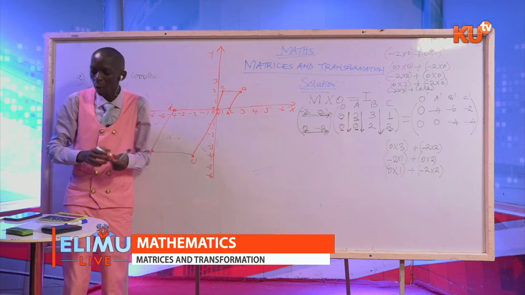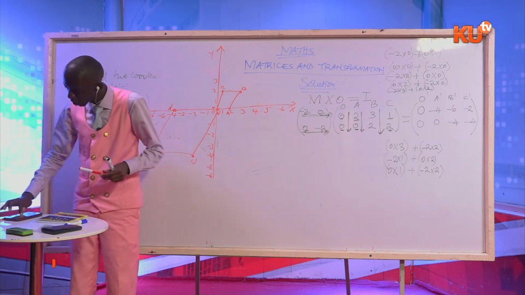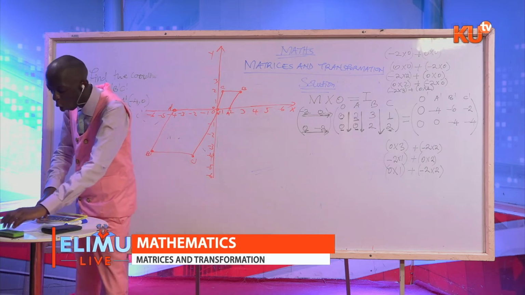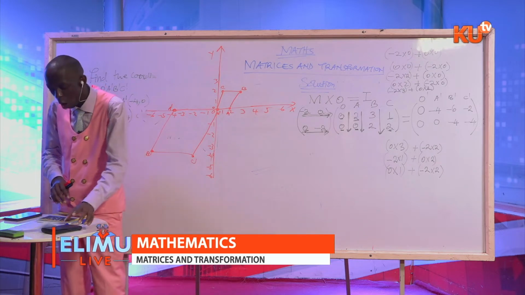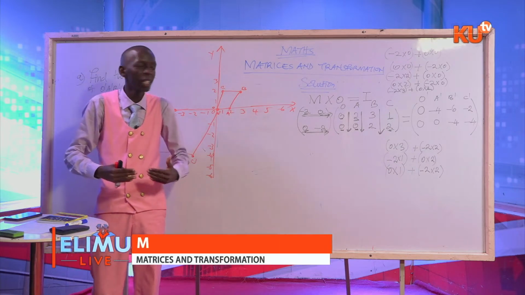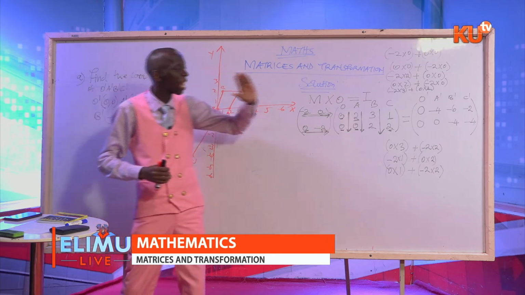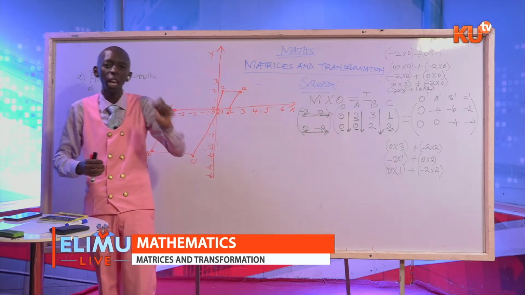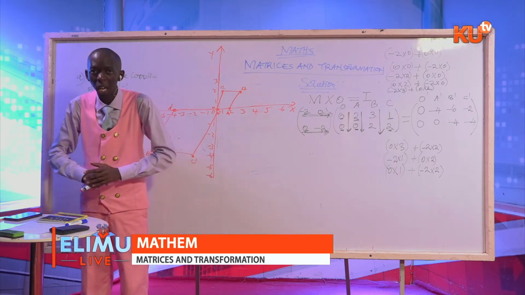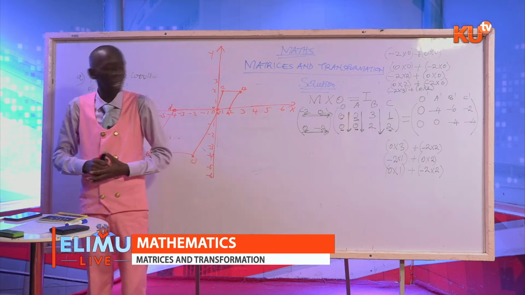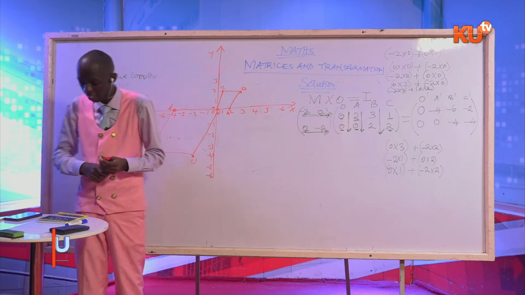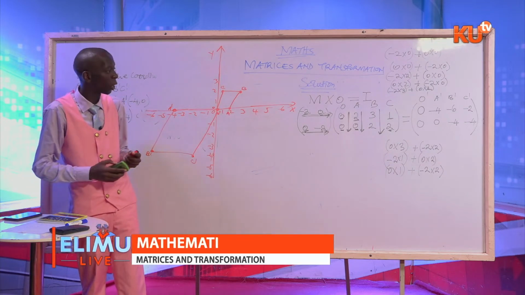So what question are we answering, my dear student? The question that we are answering is: on the grid provided, draw O, A, B, C, and O prime, A prime, B prime, C prime. We are drawing the object given and the image that we have calculated using our matrix of transformation. Now, my dear students, you can continue sharing your questions through the number that is on your screen. I'll read the questions as we conclude the lesson.